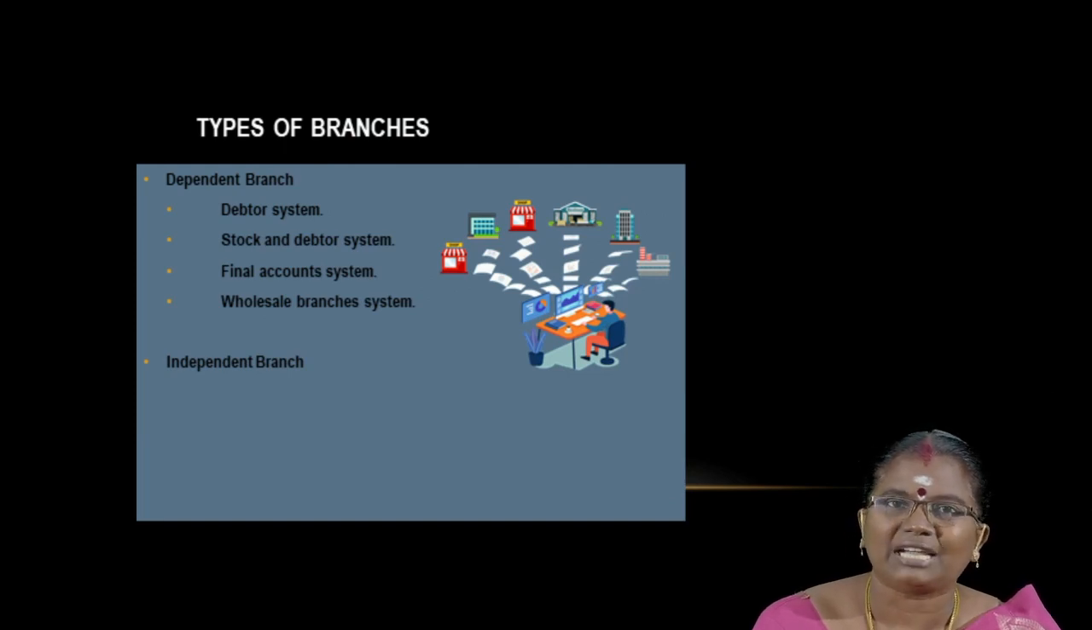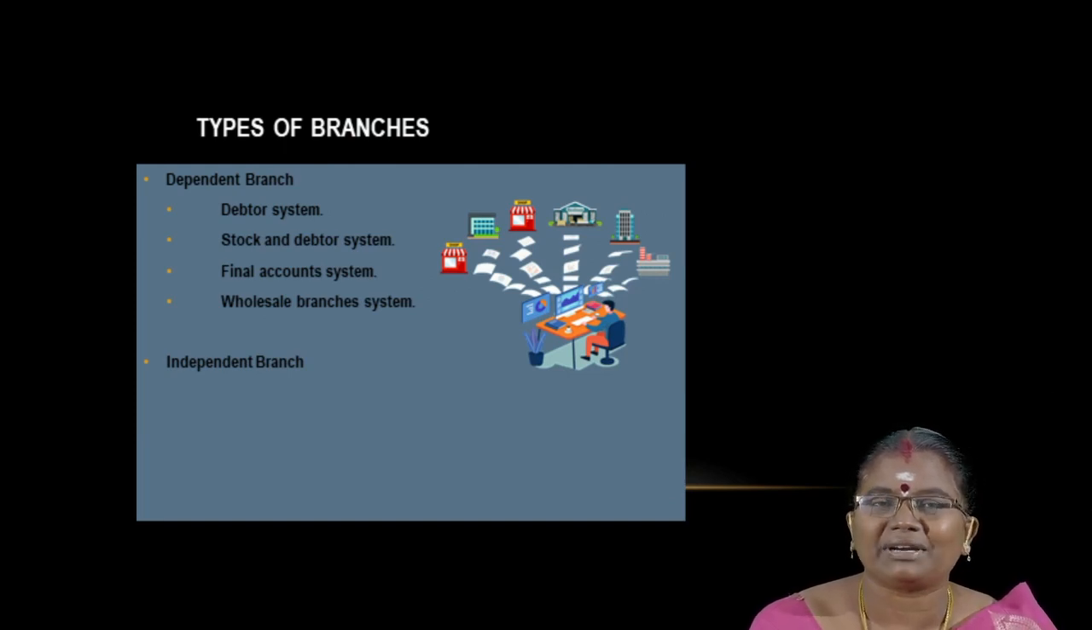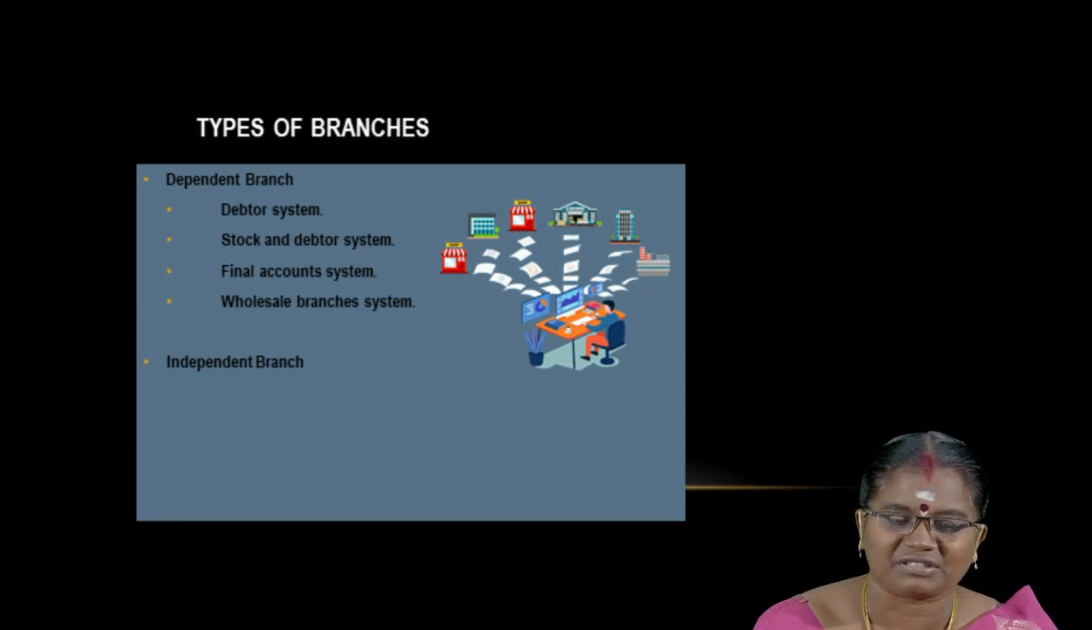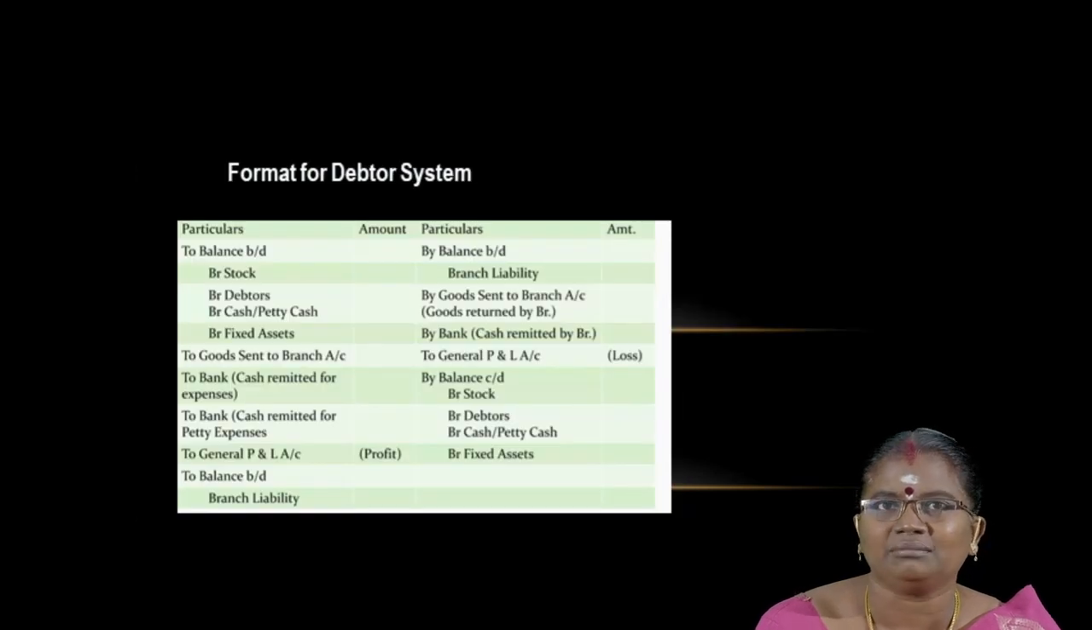We have two types of branches. One is the dependent branch, another one is the independent branch. In the dependent branch, all the branch information is dependent on the head office, right? So we have four methods, that is the debtors system, stock and debtors system, final account system and wholesale branch system. Now we are going to see the debtors system, which is maintained in the dependent branch.